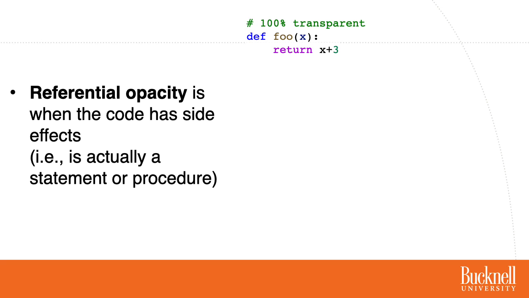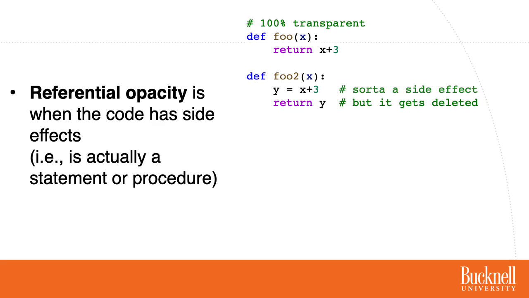For example, here in Python, we have a function foo that is 100% referentially transparent. It returns x plus 3. There are no side effects in this function. We could easily copy and paste and replace all foo7s with 10. Foo2 here sort of has a side effect. It's writing to the stack. However, the value written to the stack gets deleted when the stack frame is popped, and so the side effect ends up being deleted and not mattering. So foo2 is also referentially transparent.